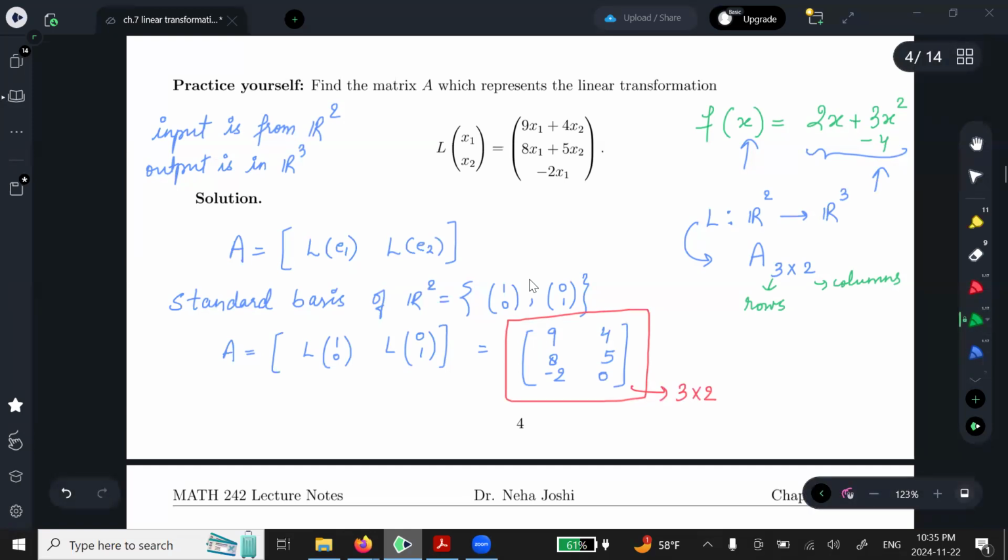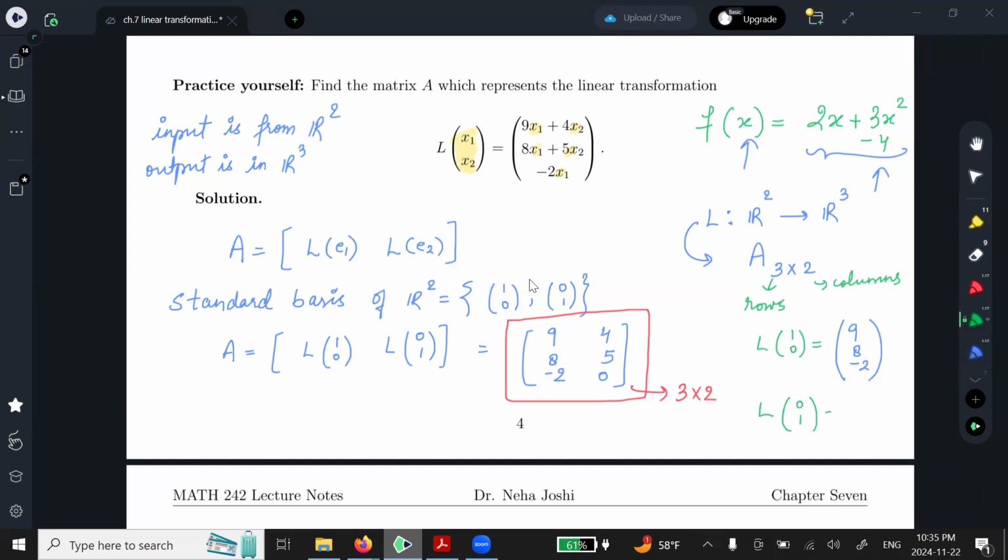And just on a side note, L10, I'm evaluating the transformation. When I say I'm calculating L10, I'm plugging in the values here. So this gives me a vector 9, 8, -2. Similarly, L01 gives me a vector 4, 5, 0. I'm plugging in the given function.